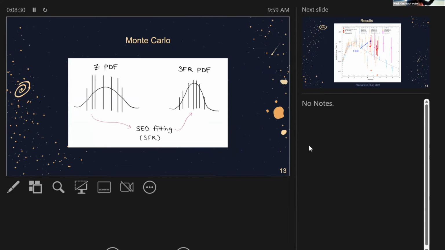So now that I specified the method, we actually start with the PDF of redshift, where we sample the PDF using Monte Carlo, and we fit all 100 of the iterations using SED fitting to get a PDF of star formation rate. I should mention that we also extrapolate our results to low luminosity galaxies using the Schechter luminosity function.